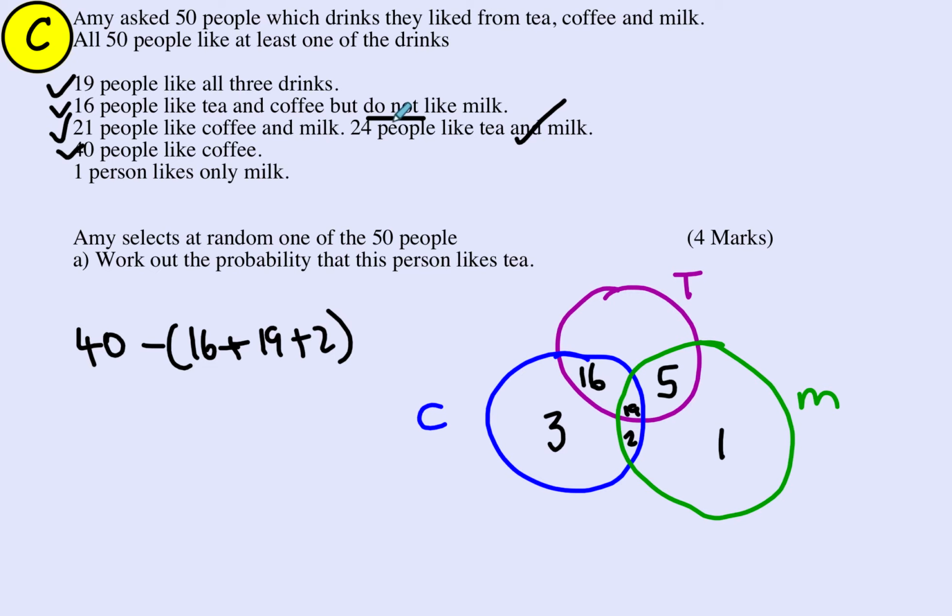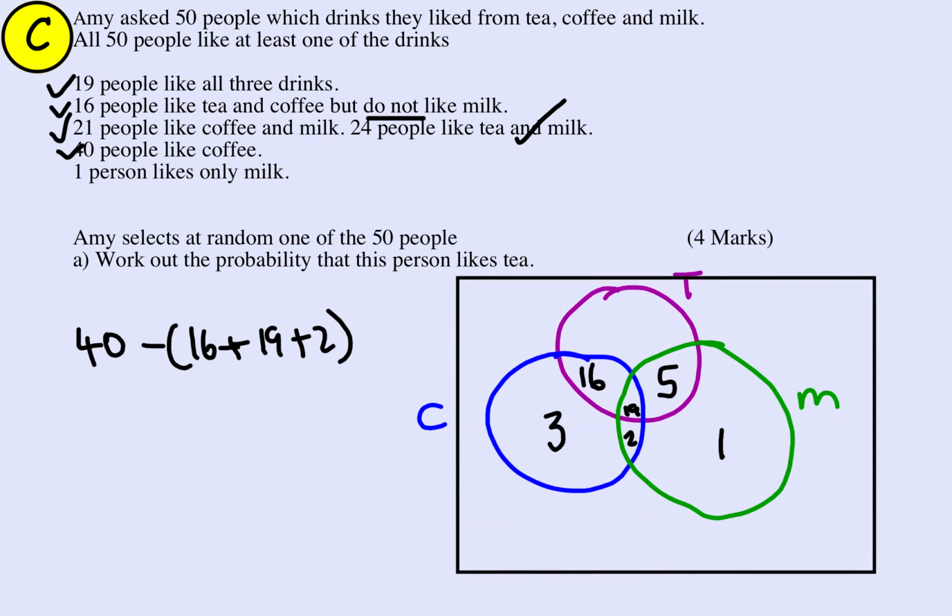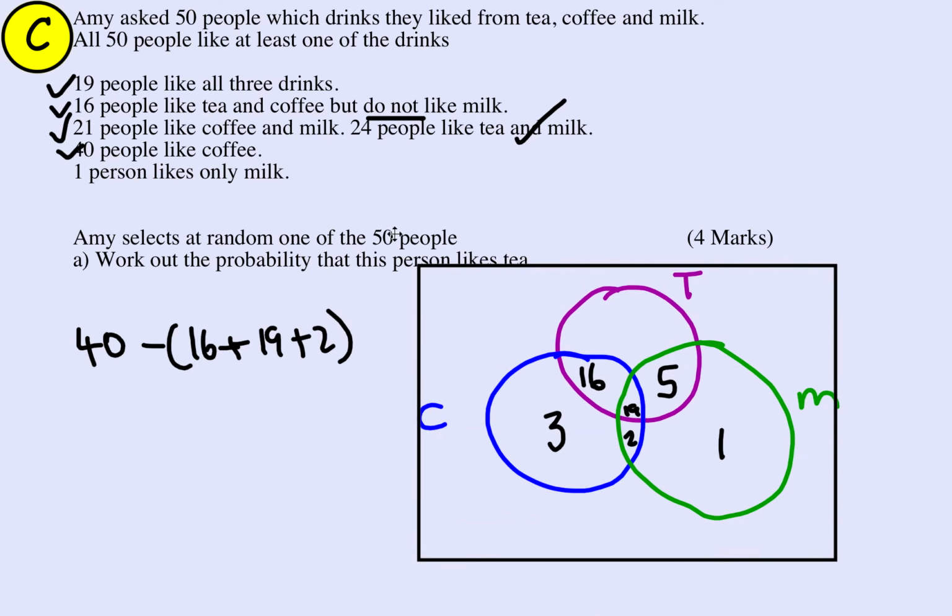If we go back and have a look and draw our rectangle outside of our diagram, you'll notice something slightly different about this one compared to the others. It says all 50 people like at least one of these drinks. So the question you need to ask yourself is, is there going to be anything outside? And that is no. So the only information that is missing is this top part. So the entire space within the circles are the 50 people.